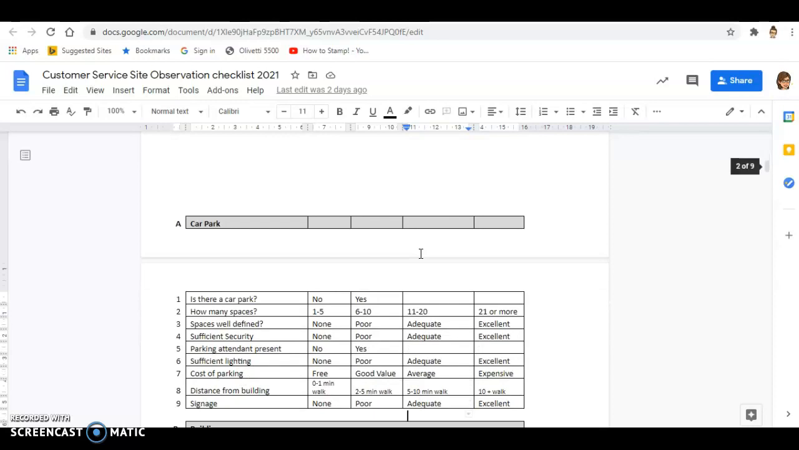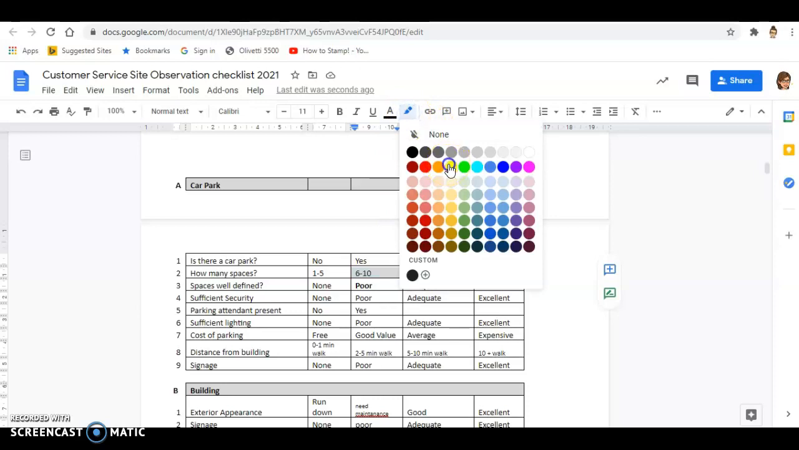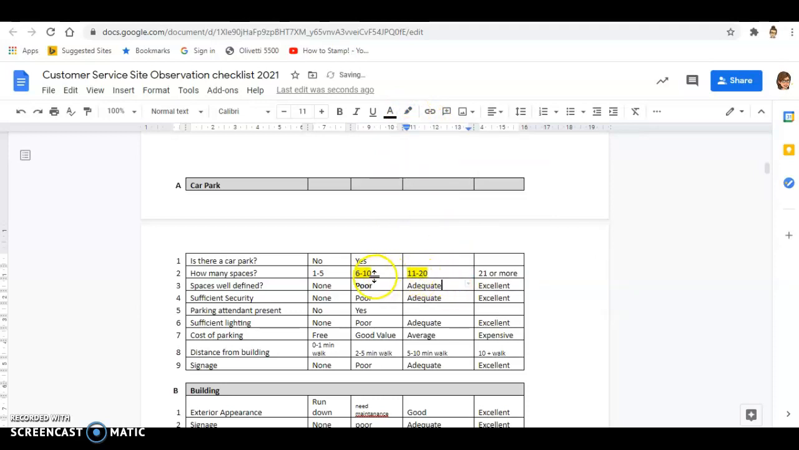Then together in class, we made up this table of information, and literally you are highlighting, ticking, making it obvious this is the one that you're choosing. How many spaces? You could color it in with a highlight pen, or you could delete all the others on the line and just leave the one that you want to say.